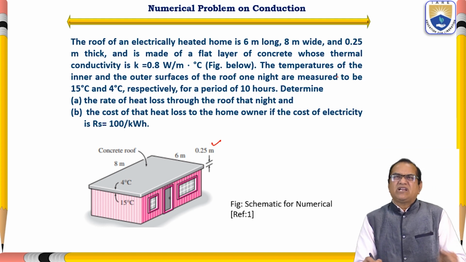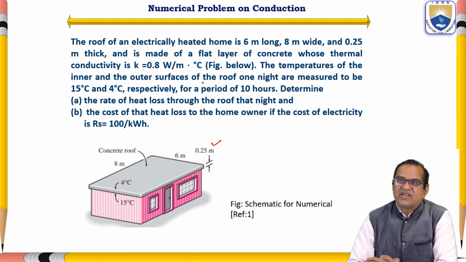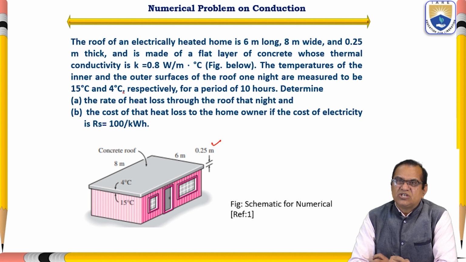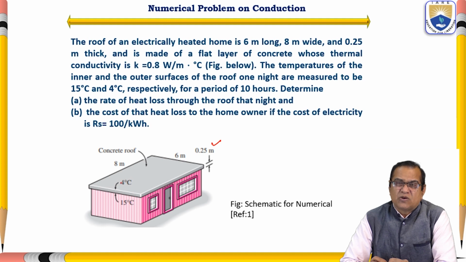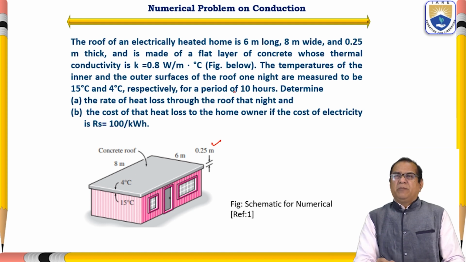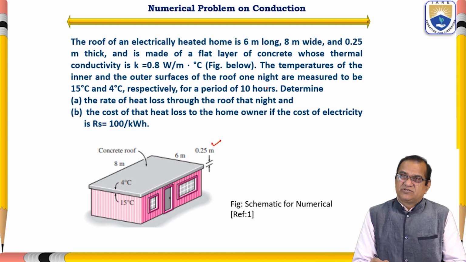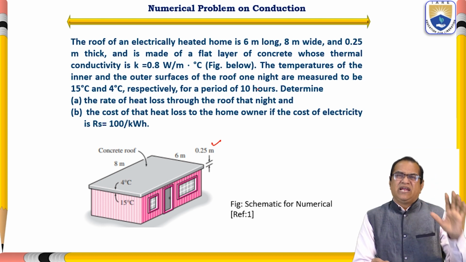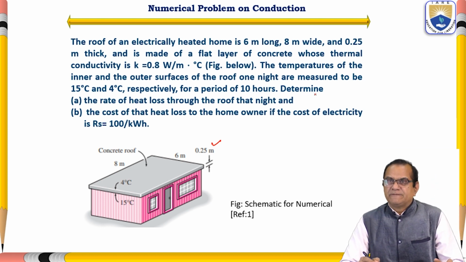The temperatures of the inner and the outer surface of the roof one night are measured to be 15 degree centigrade and 4 degree centigrade. So the temperature of the upper surface is 4 degree centigrade and the lower surface inside the room is 15 degree centigrade, for a period of 10 hours. So this temperature has to be maintained for 10 hours.